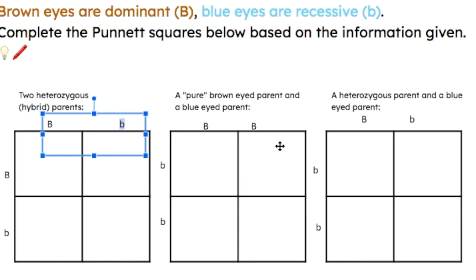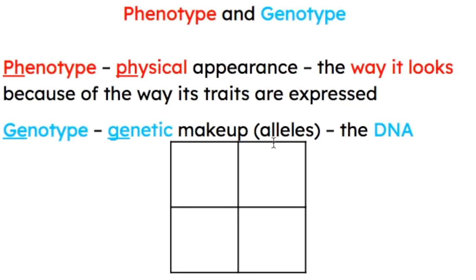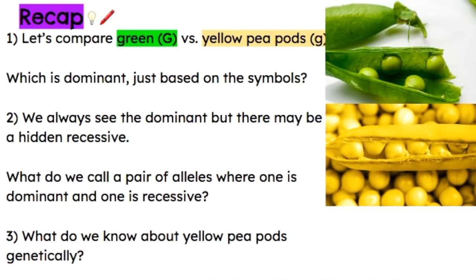We would know, however, if someone has blue eyes, we know their genotype because it has to be two lowercases, otherwise it doesn't make sense. I will be honest, I don't know why there's a Punnett square on this slide, so enjoy it if you want it. All right, so let's do a little recap.